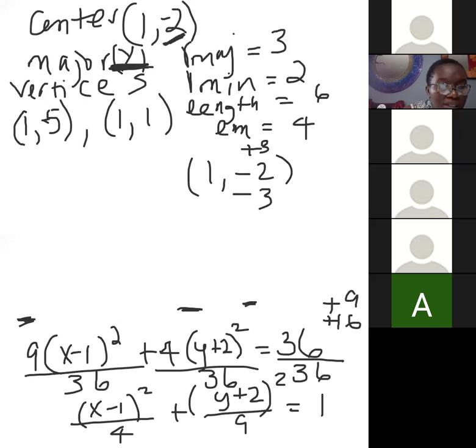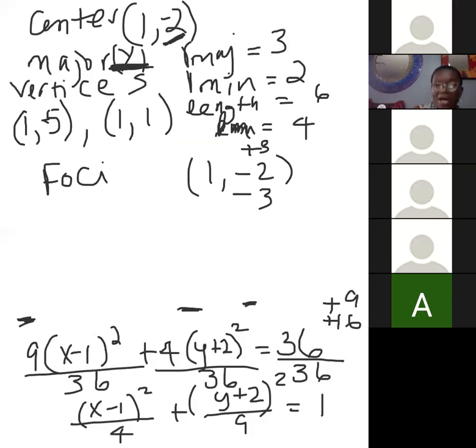Let me see. What does that say at the bottom? (x minus 1) squared over 4 plus (y plus 2) squared over 9 equals 1. Under the length. Oh, that's the length of the minor axis. That's for the minor axis, okay? All right. Oh yeah, guys, let's find the foci.